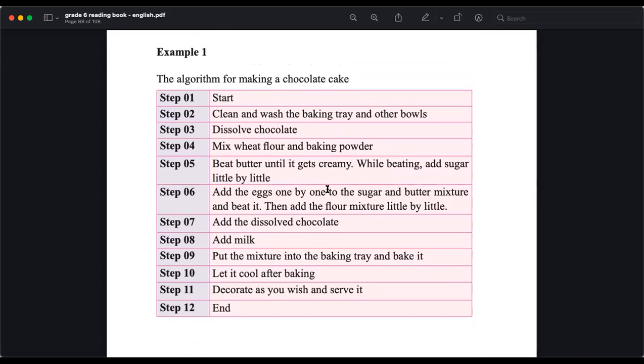Okay, tell me what are the inputs here? Chocolate powder. Yes, chocolate. Anything else? Milk, yes. Flour and baking powder. Baking powder, wheat flour. Anything else? Butter. Eggs. Yes, eggs, butter. Sugar. Yes, those are the inputs. So what is the output? A chocolate cake. A delicious chocolate cake.